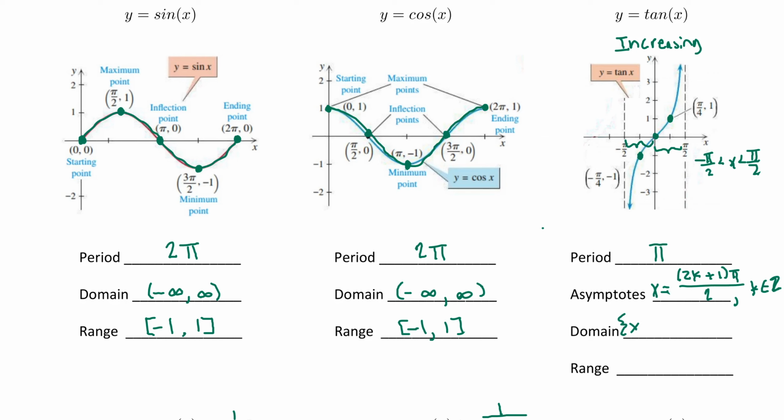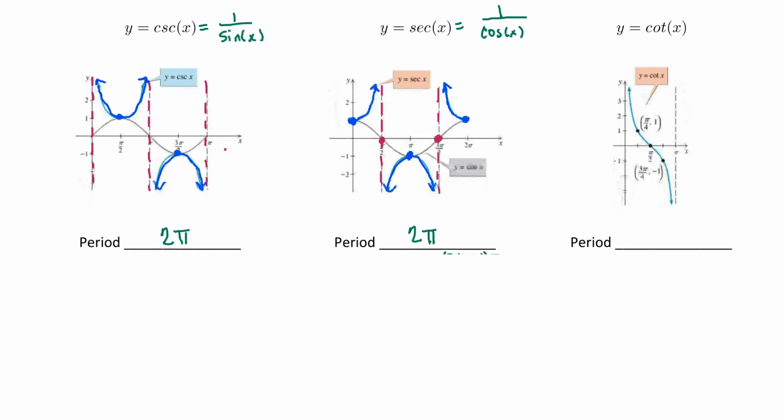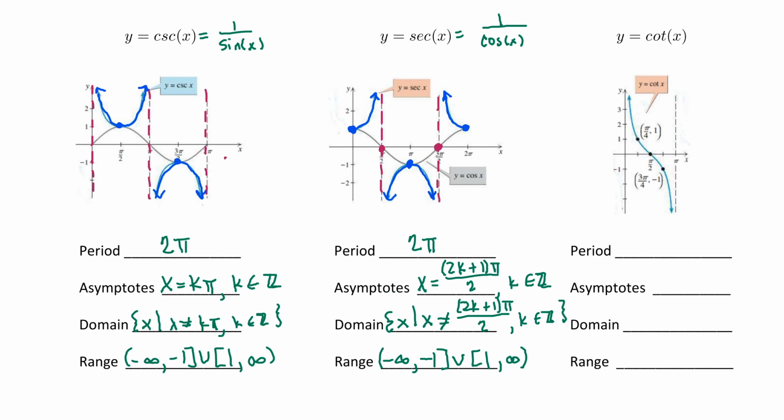Therefore, the domain of the entire tangent function is the set of all x, such that x is not equal to 2k plus 1 times pi/2, where k is an integer. The range for tangent is distinct from the range for all of the other trig functions. It ranges from -infinity to infinity. Now, comparing that to the graph of cotangent is a useful way to understand its nature.